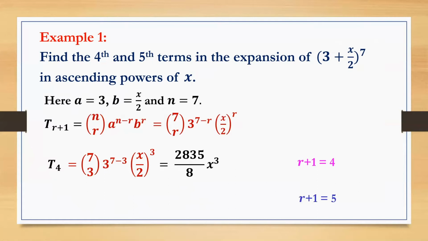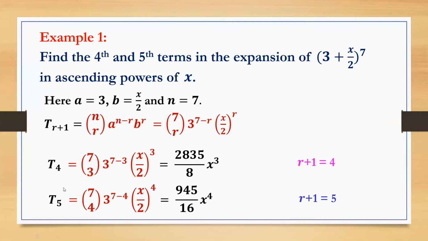Now, to find the fifth term, I need to find T5. That is, r plus 1 is equal to 5, so r will be equal to 4. I need to replace r equal to 4 in the formula for T_(r+1). This gives me 7C4 3^(7-4) times (x/2)^4. Simplifying, I will get 945/16 x^4.